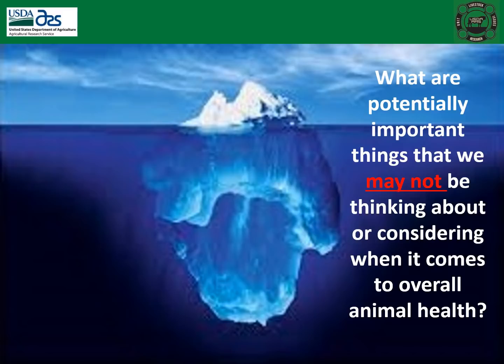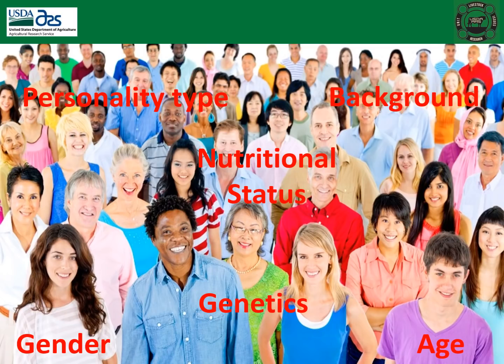While we are rapidly discovering and learning more about the immune system and how various factors influence the overall health of cattle, we must still realize that there are other factors that we may not be considering or even thinking about that can impact the overall health of cattle. Additionally, we need to rethink how we view animal health. For example, in human medicine, we recognize individual variations such as age, gender, nutritional status, genetics, or even personality type can have a significant influence on the overall health of a person.